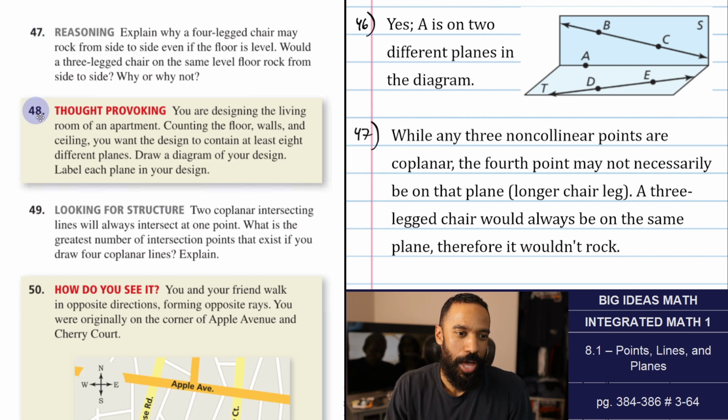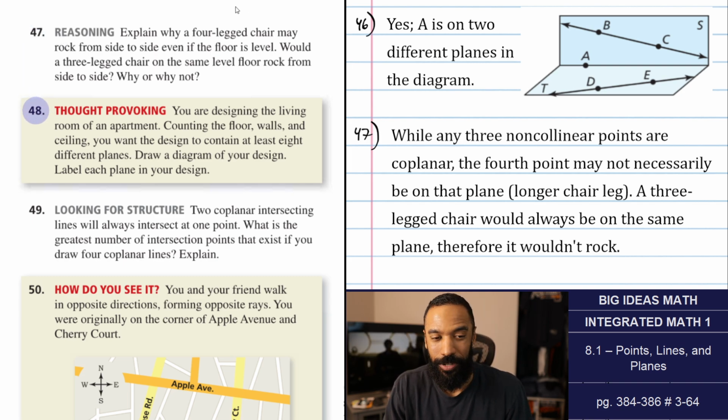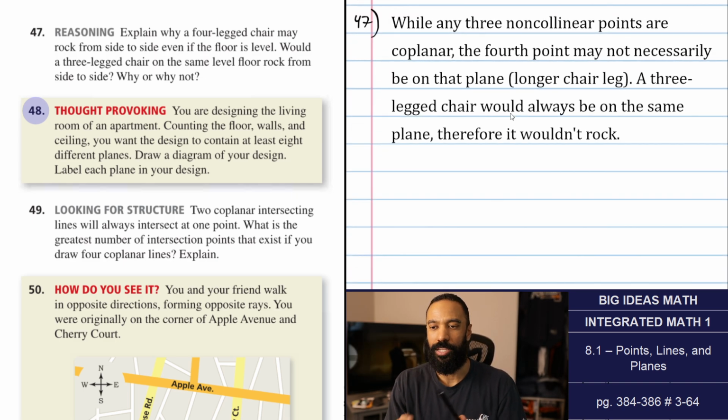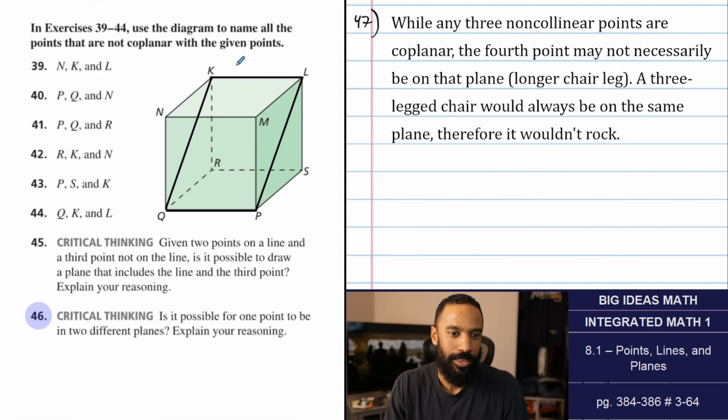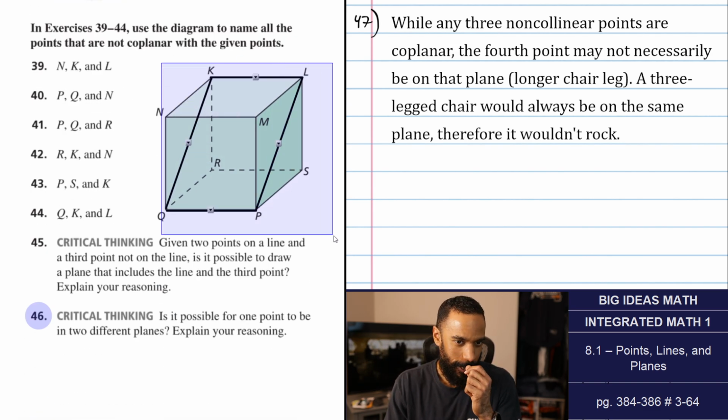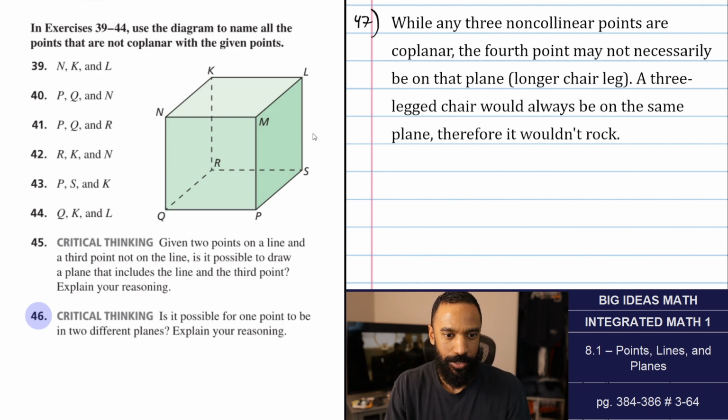All right, number 48, thought-provoking. That was thought-provoking on 47. You're designing the living room of an apartment. Counting the floor, walls, and ceiling, you want the design to contain at least 8 different planes. Draw a diagram of your design, label each plane in your design. So in a basic construction like the cube look of these ones right here, that's only 6 different planes.